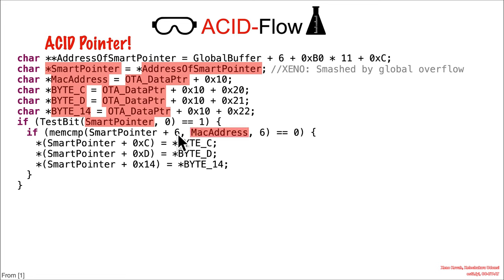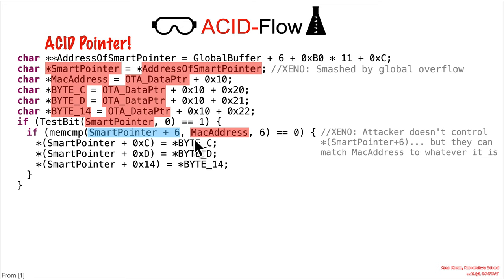If it is 1, then what it's going to do is a memcmp of the smart pointer plus 6 to the MAC address that came from there. So basically, wherever the pointer is pointing, this got smashed, it's going to look at that address plus 6, and it's going to say, does that equal the MAC address? And if so, then it's going to continue on, and if not, it's going to skip over this code. So the attacker wants it to successfully get here.